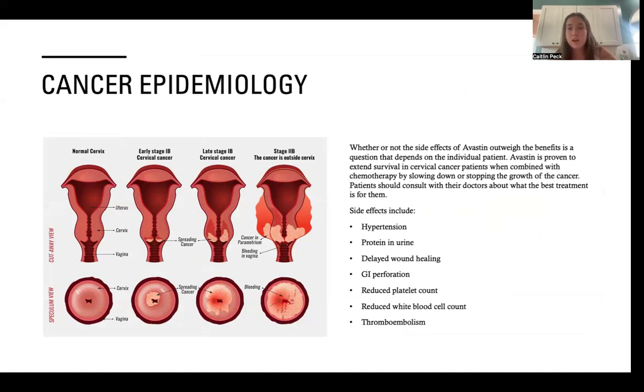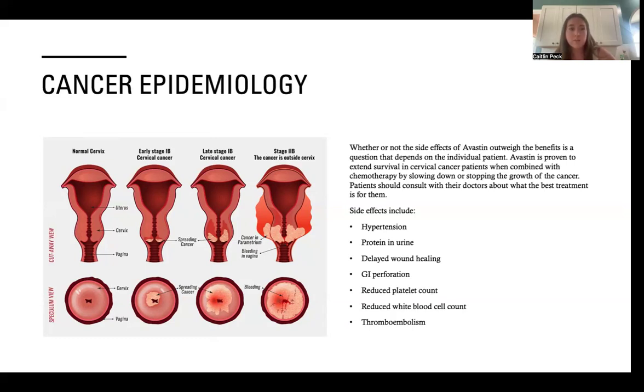So Avastin is proven to extend survival in cervical cancer patients, especially when combined with chemotherapy, by slowing down or stopping the growth completely of the cancer. So patients should consult with their doctors about what the best treatment is for them, and also pay attention to their side effects. Side effects can include hypertension, protein in urine, delayed wound healing, GI perforation, reduced platelet count, reduced white blood cell count, and thromboembolism.